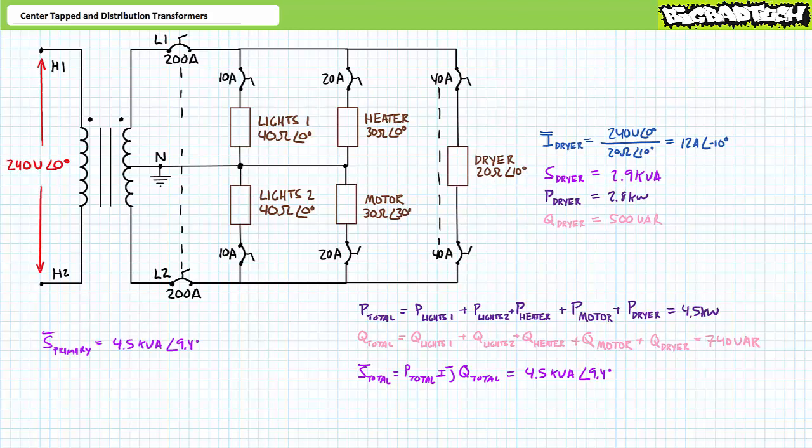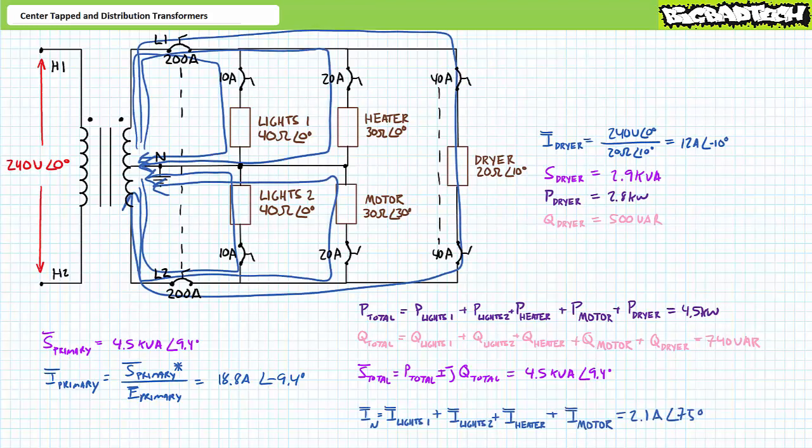If we were to assume this transformer is 100% efficient, we could say the primary must also provide 4.5 kilovolt amperes of apparent power. An algebraic manipulation of the AC power formula solving for current demonstrates the 240 volt primary draws 18.8 amps at an angle of negative 9.4 degrees. Given the clothes dryer does not necessitate the neutral line, current in the neutral line remains 2.1 amps at an angle of 75 degrees, i.e. the degree of imbalance between that drawn from phase L1 and phase L2.